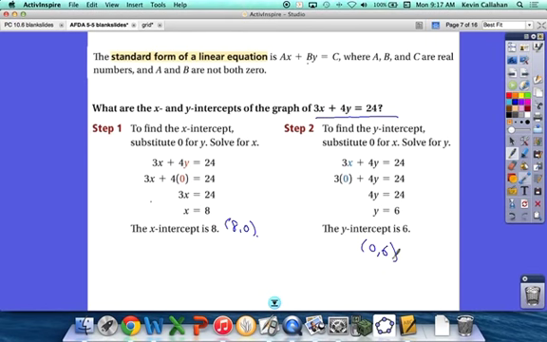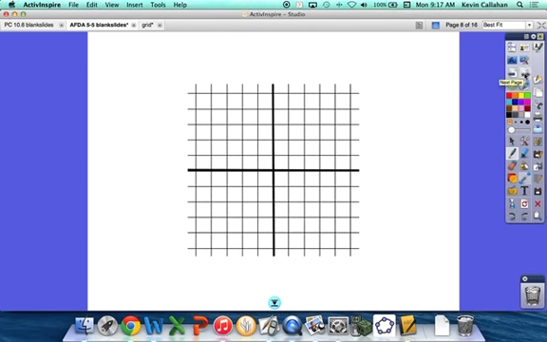So why does it work that we can substitute 0 for one, solve for the other, and vice versa? Because if you look at the coordinate plane, what is the value of y everywhere on the x-axis? The y-coordinate tells you how much you are above or below the middle. Well, the x-axis is right in the middle, up and down, vertically. So on the x-axis, y equals 0. That's why if you substitute y equals 0, you find the place where it crosses the x-axis.